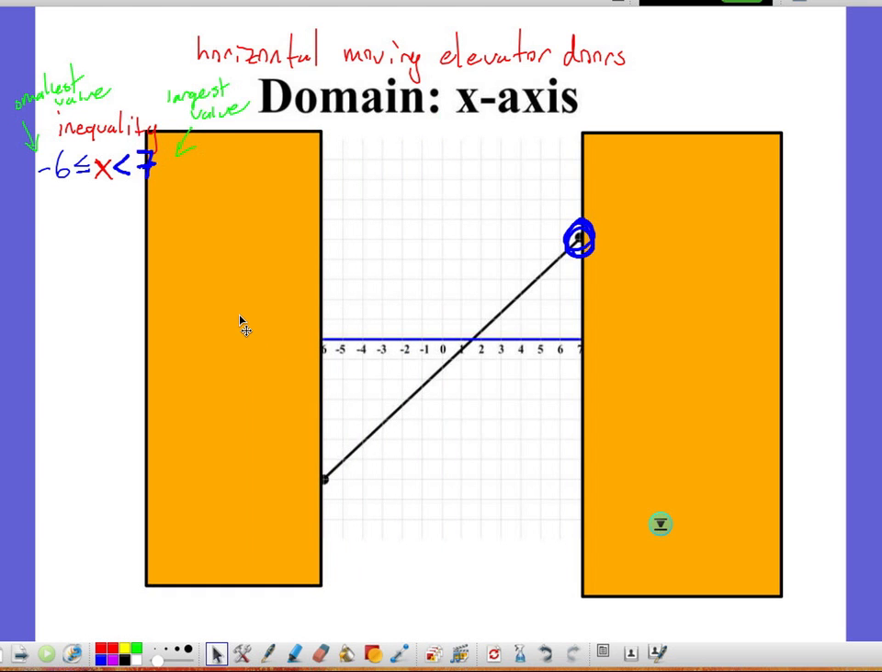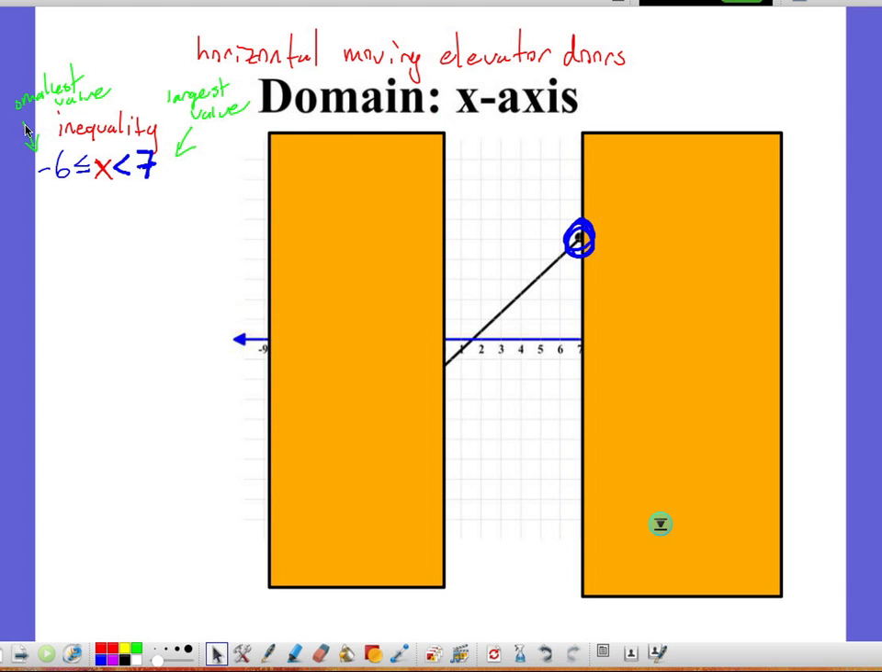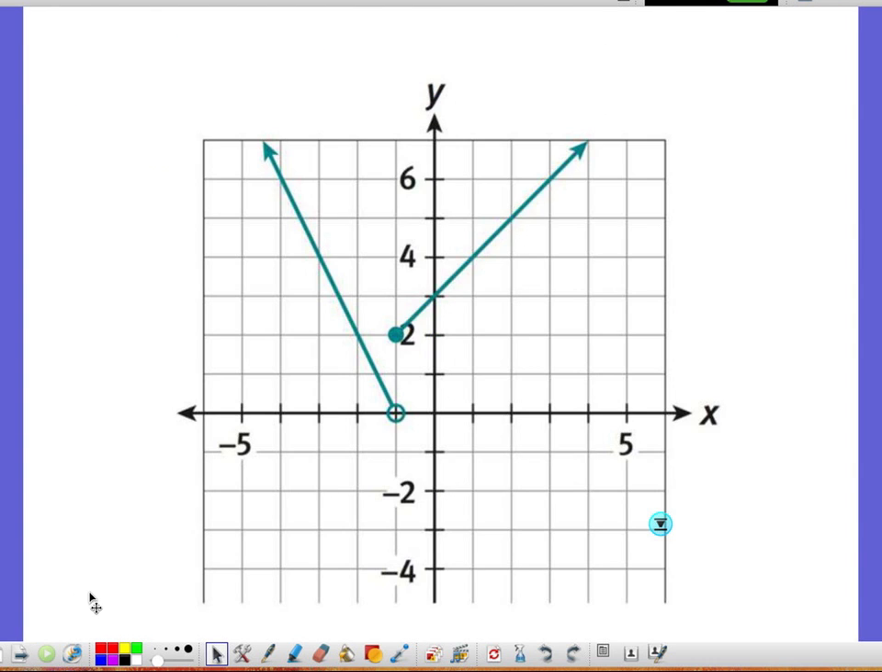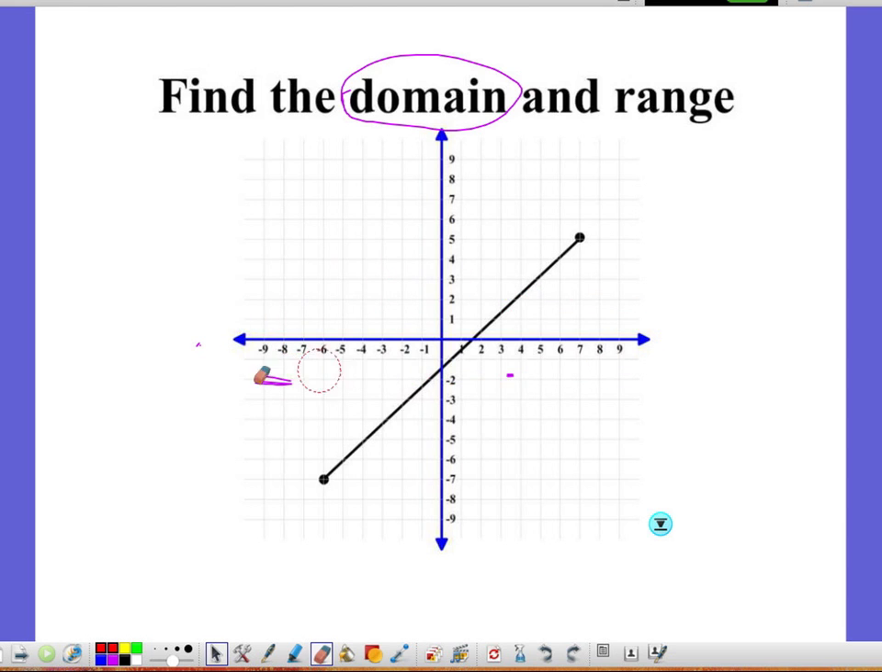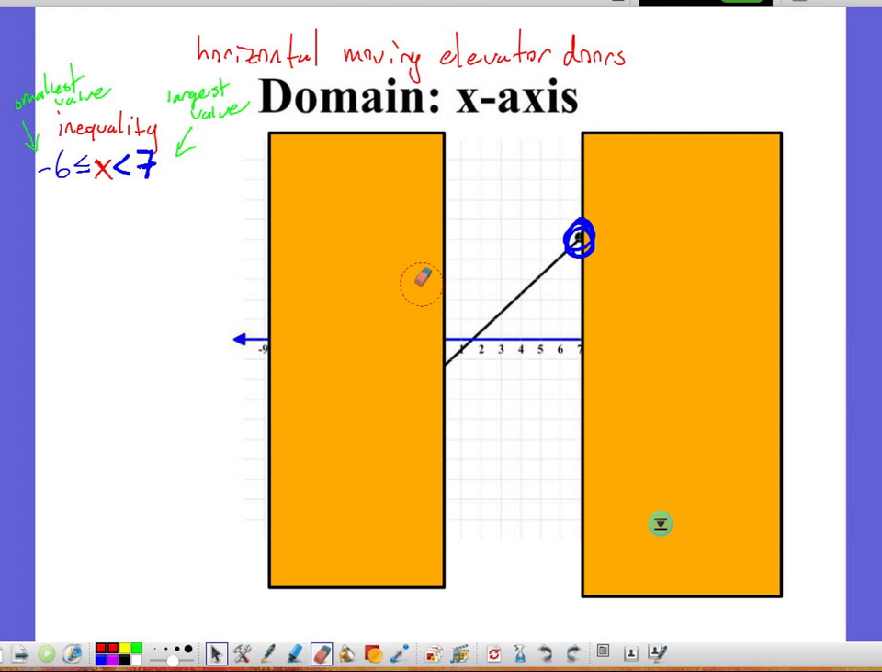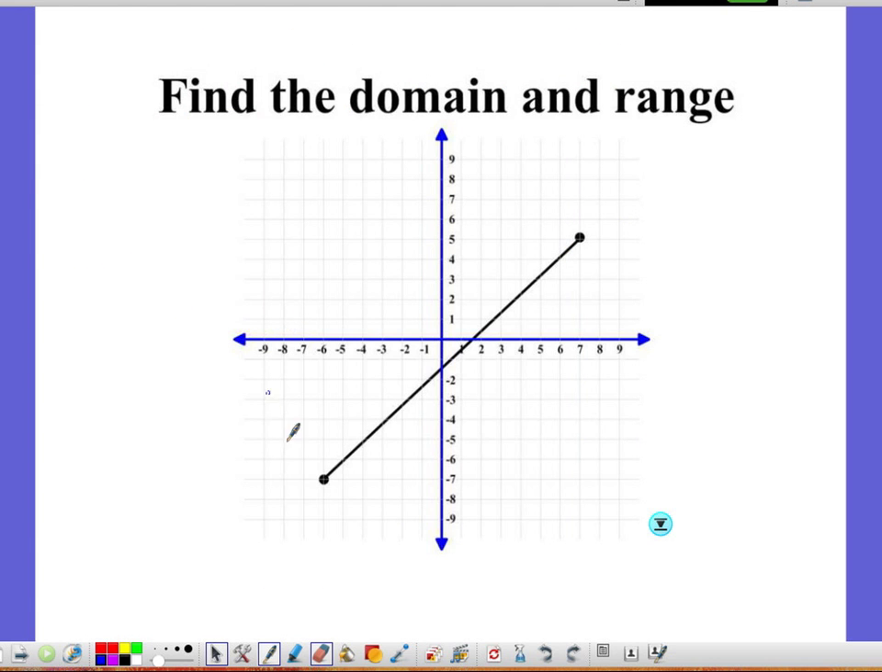By using elevator doors and looking at the x-axis. So here's our original question. To find the domain and range, we have to use all three notations, so we're going to come back to this in order to find out how to find the set notation and the interval notation. But right now, let's go and look at the range.